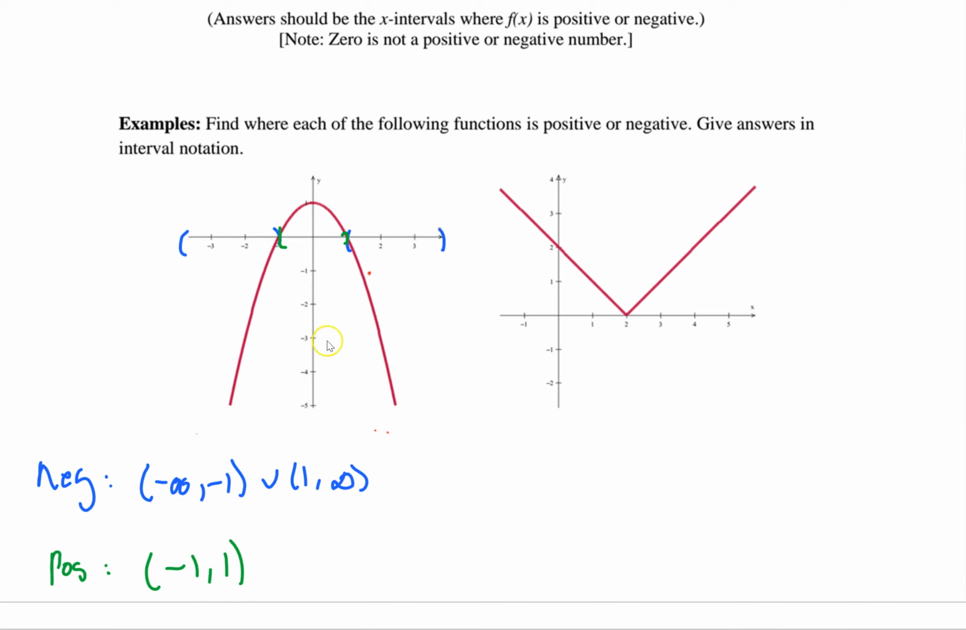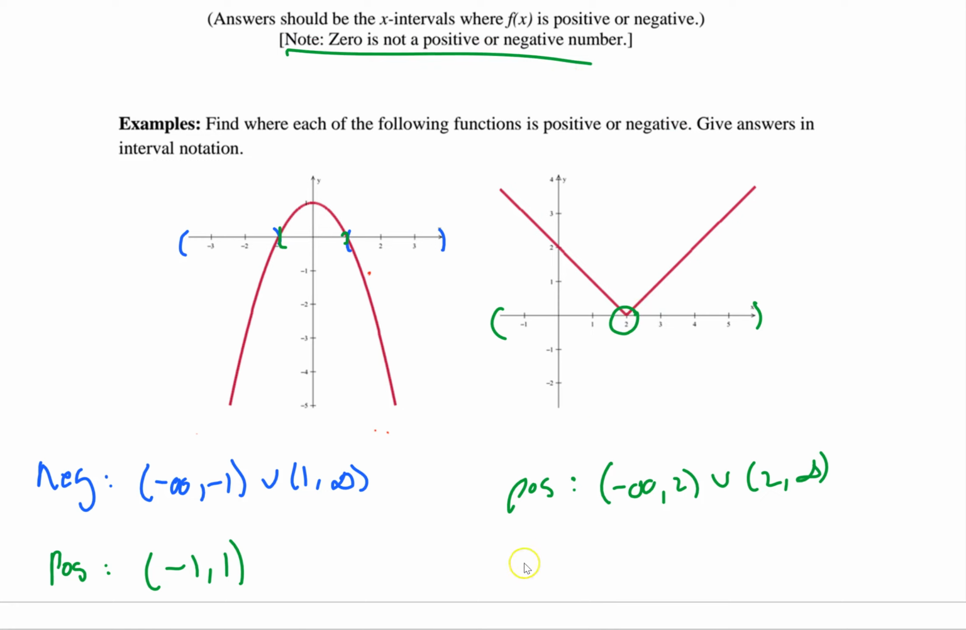If you look at this one here, when is it positive? Well, it's positive the whole way. Except for here, 0 doesn't count, right? 0 is not positive or negative. So I'm actually going to do this. -infinity to 2, union 2 to infinity, right? Because at that 2 we're at 0, and that's not positive or negative. Right, and then when it's negative, well, it's never negative, so no solution.